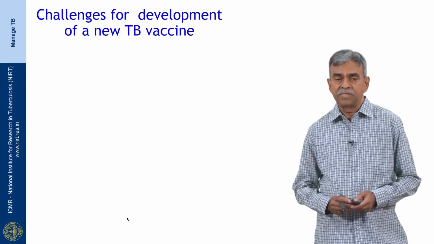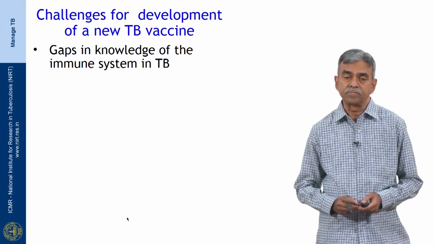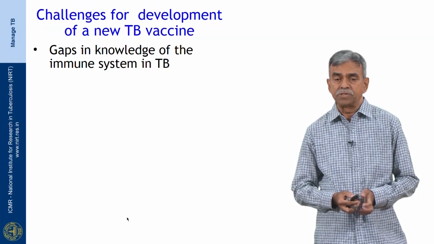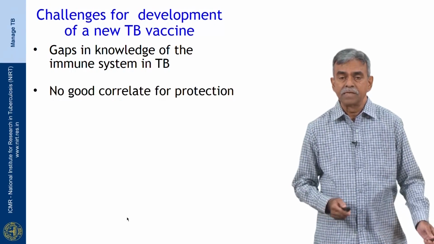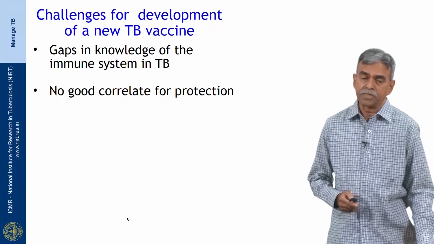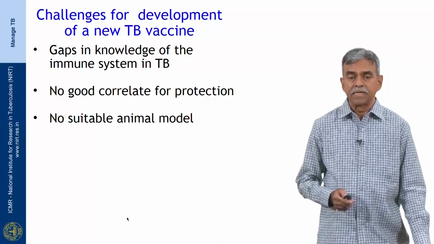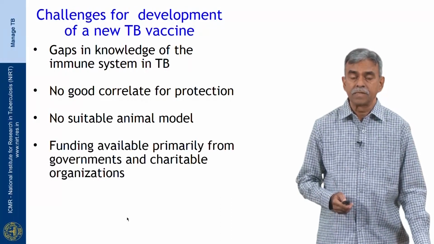So, what are the challenges for developing a new TB vaccine? There are gaps in our knowledge of the immune response system in TB. There is no good correlate for protection. We do not know what really constitutes protection in tuberculosis. There is no suitable animal model.